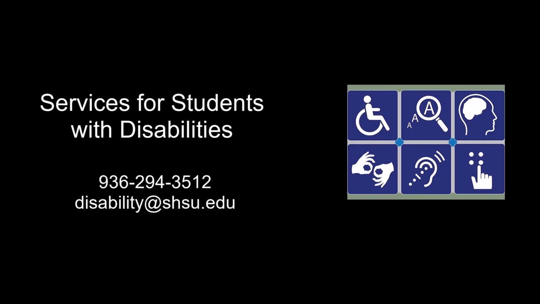If you have questions, Services for Students with Disabilities are here to help you at 936-294-3512 or disability@shsu.edu.